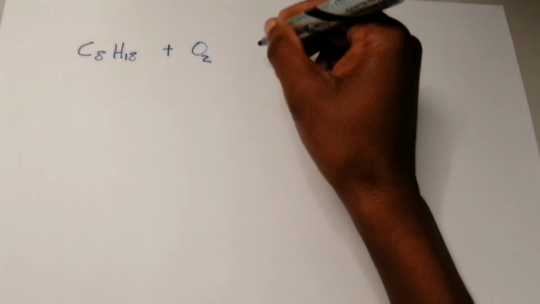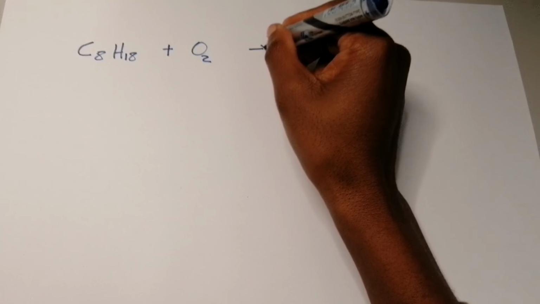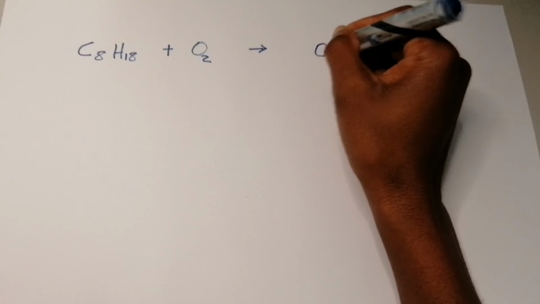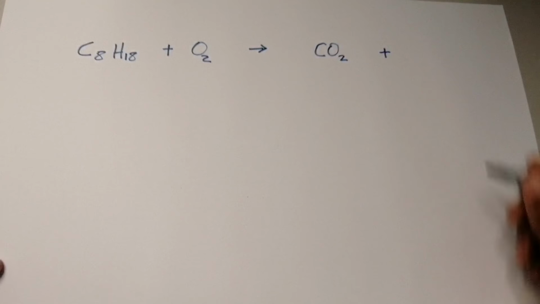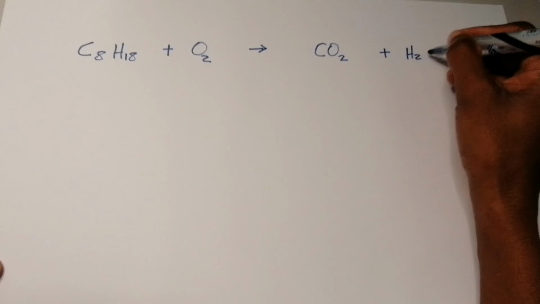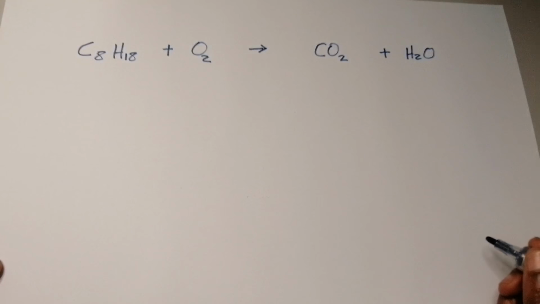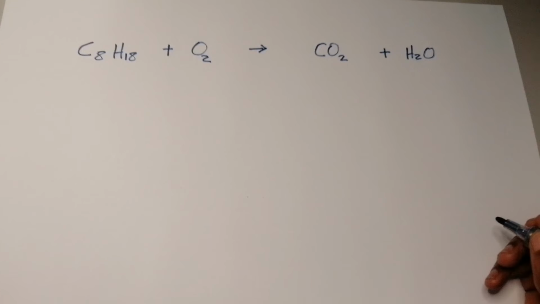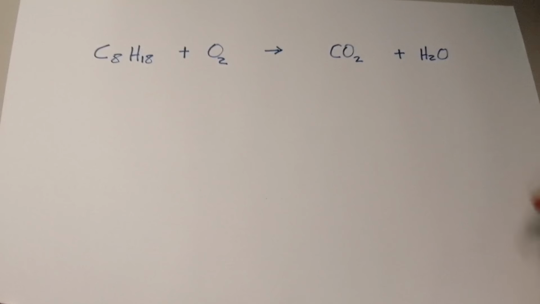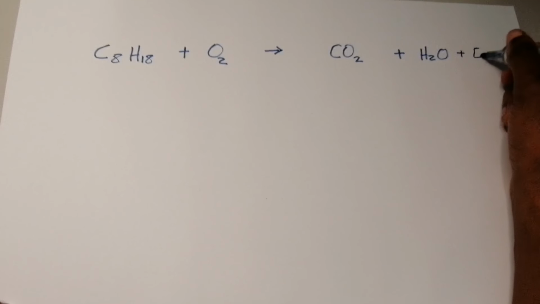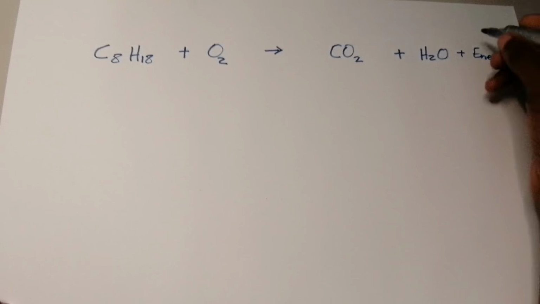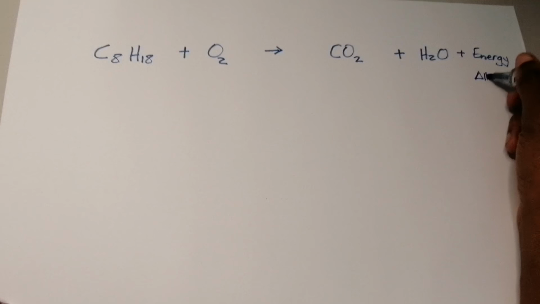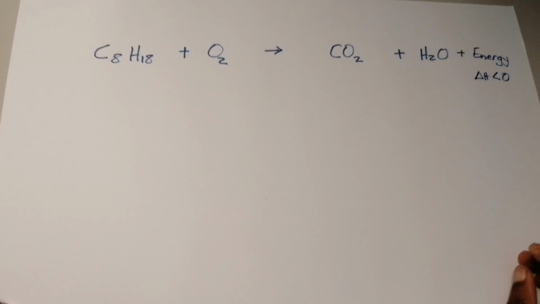By the way, this is the reaction that happens inside the engine of a car. That's going to give us carbon dioxide that comes out the exhaust. By the way, these combustion reactions are exothermic. What we mean by that is that they always release energy. So energy is released in the process. So they're always exothermic, or you can just simply express it as delta H is less than 0.